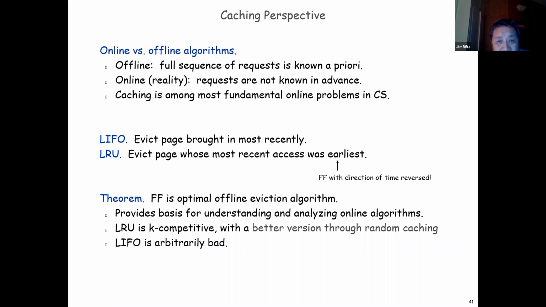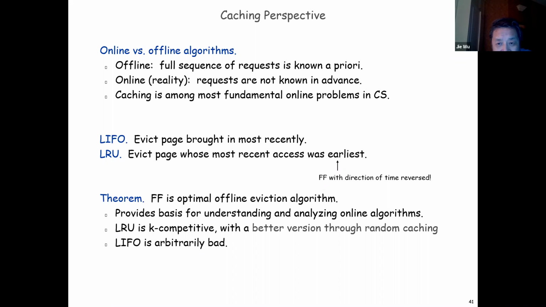Okay. By the way, I haven't talked about online versus offline. That's basically what we discussed. Offline really means the full sequence of requests is known a priori. I already know everything. If everything is known, then it's easy, right? That means you know the future. But in reality, it's online. Online means you do not know the future requests in advance. That's why we have to rely on past information.